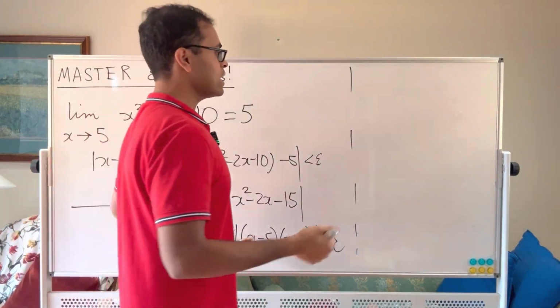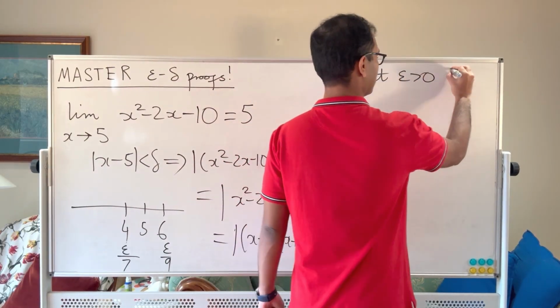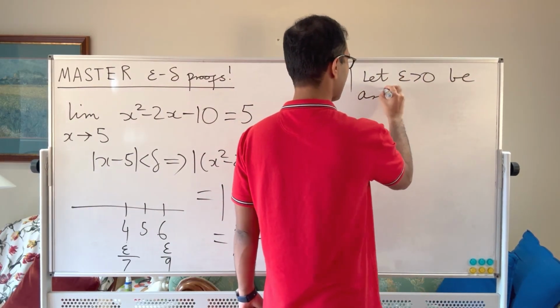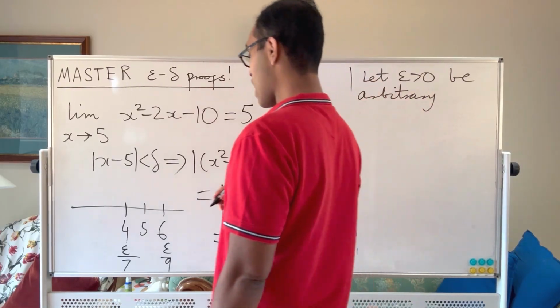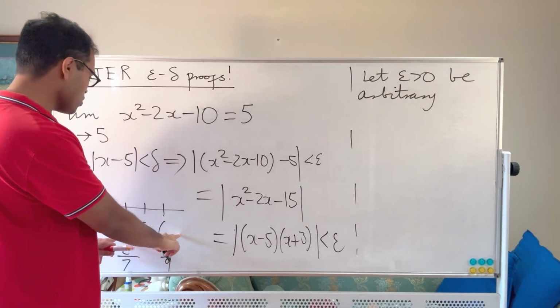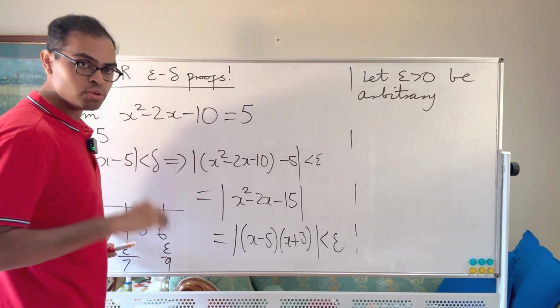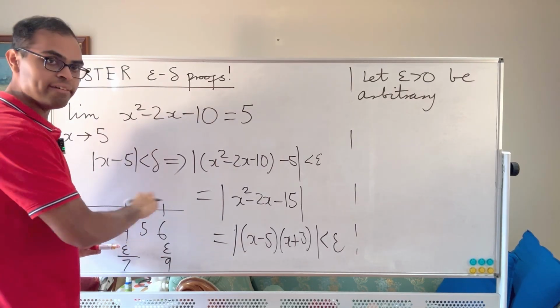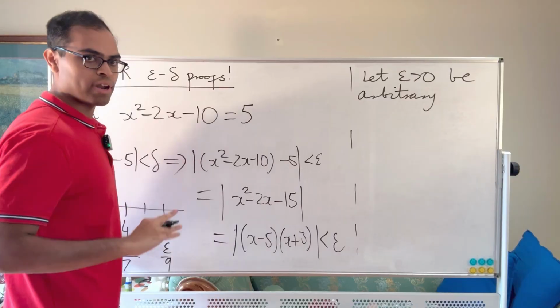All right, so let's write it out. So our proof is, let epsilon greater than 0 be arbitrary, okay? Let epsilon greater than 0 be arbitrary, and we want to ensure, so our choice, when I said 4 to 6, that was not special. I could have gone 3 to 7 as well, okay? And then I would have said delta should be less than 2, because within 2 of 5, and delta should then be less than epsilon over 10.